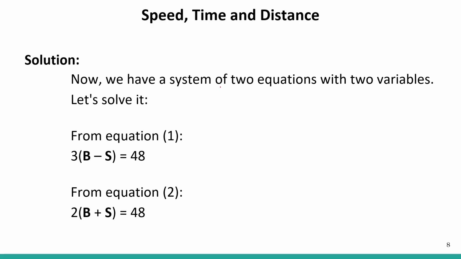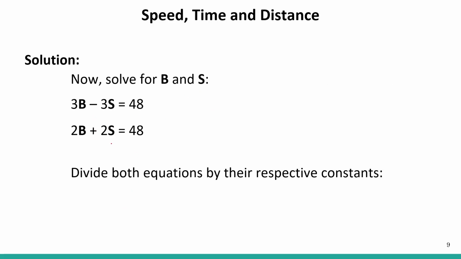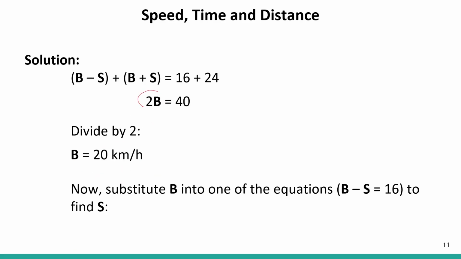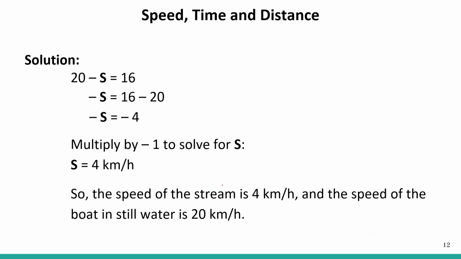So now let's see, we have a system of two equations, this one and this one, and solving these two, what we are left with is B minus S is equal to 16, B plus S is equal to 24, hence 2B is equal to 40 and B is equal to 20 km per hour. So substituting B into the first equation, that is B minus S is equal to 16. So it will be what? 20 minus S is equal to 16. So this implies that S is equal to 4. So S will be 4 km per hour.